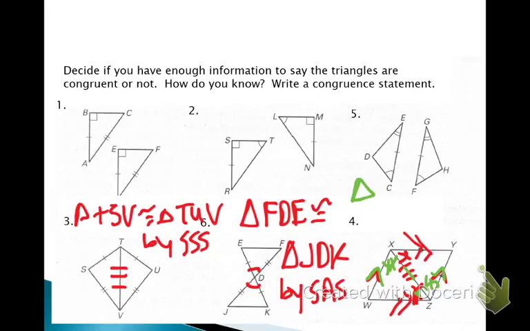Triangle XZW is congruent to triangle VXY. Yes. XZW is congruent to ZXY by, yes, yeah, ASA.